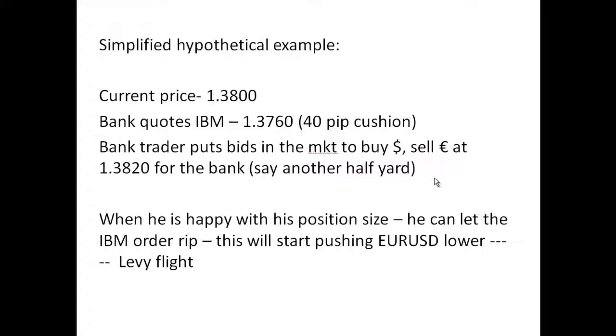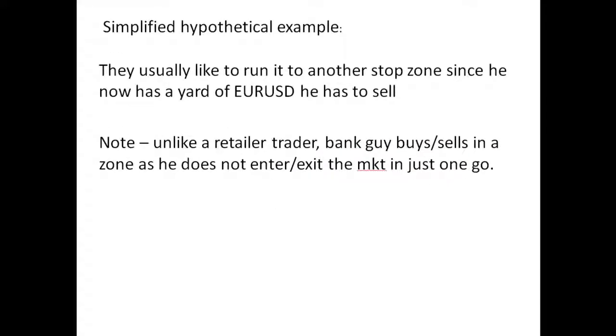And this is what he's doing and basing his moves on. Now, because the bank trader has a whole yard of inventory to sell at this stage, he also likes to push that price down to another stock-rich, high-volume area where he can get filled. Unlike a retail trader who can get filled in one go because his position size is so small, the bank guy has to buy or sell in the zone, and that's why you often see consolidation zones, tight volatility in an hour range, because the bank trader is selling in bits and pieces. That's one of the few advantages as a retailer, that you can get filled and you can get in and out pretty quickly.